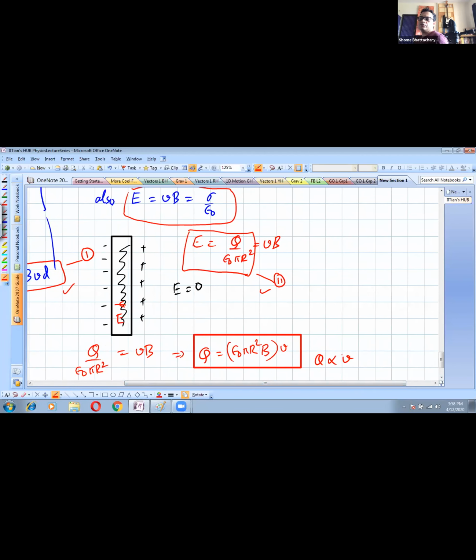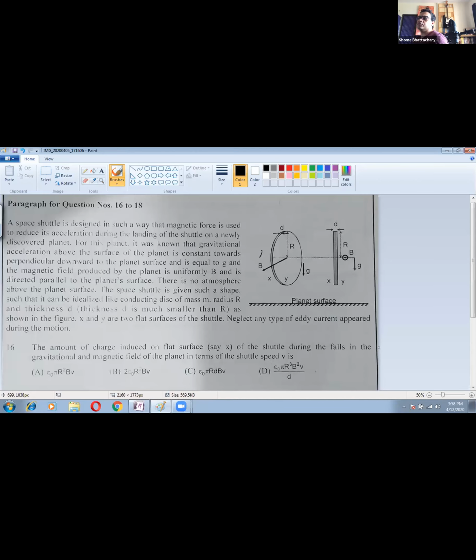Okay. So this is, I think, the first part of the question. Let me go back to the question and see once. So yeah, the amount of charge induced on the surface at an instant when the shuttle speed is V. So this is what you have to do. Okay. So the amount of charge induced is going to be like this.